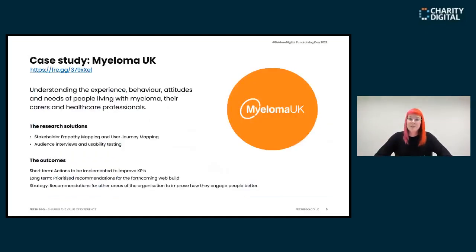So to give you just a real quick example, because I know everyone loves a case study, of the vast wealth of insights that you can get from user research, I'll run through this quick case study from recent work we did with Myeloma UK. It was all about understanding their users, which they identified as actually being 4 different audience groups.